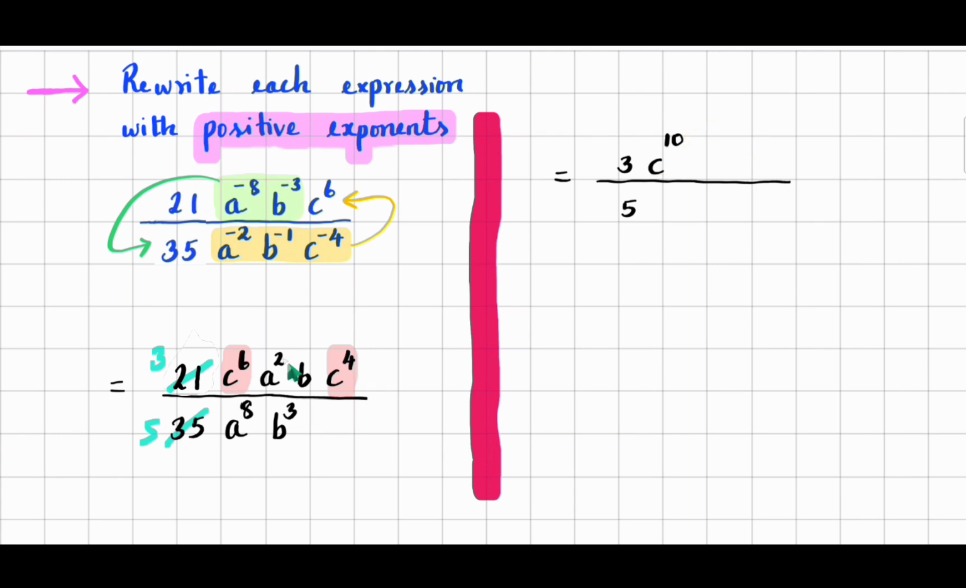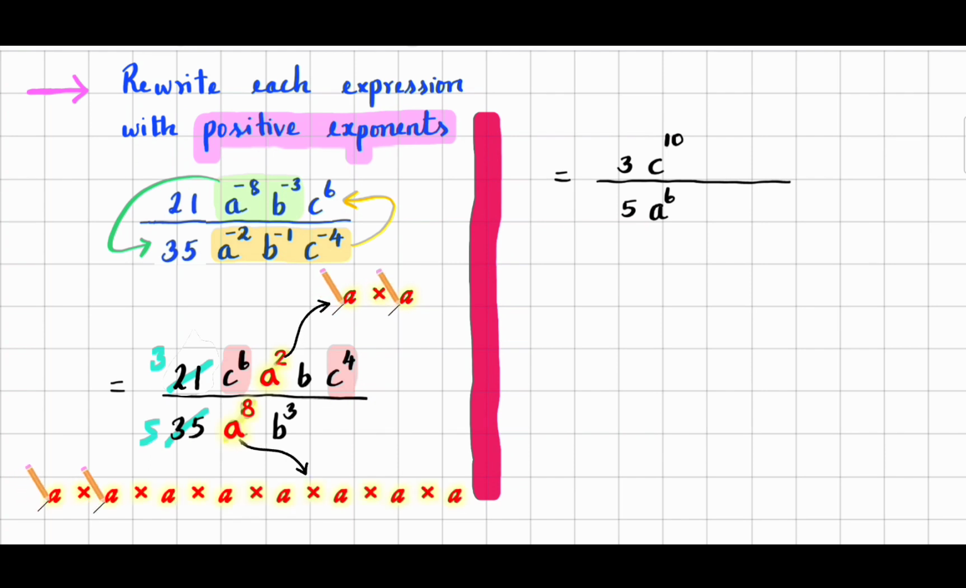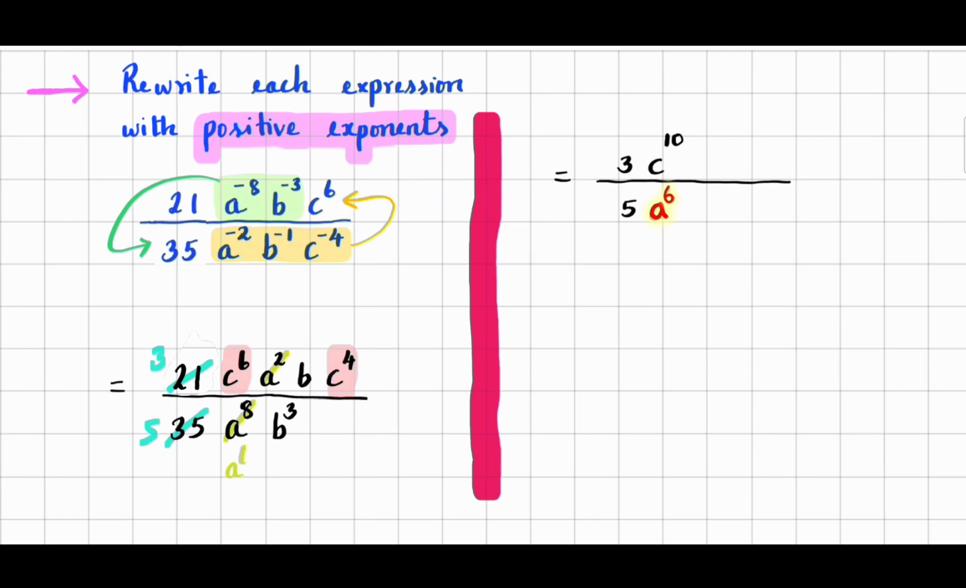Then we can cancel the numerator a square and the denominator a power 8. We have a power 6 in the denominator. Since we know that a square is nothing but 2 a's multiplied together, while a power 8 is 8 a's multiplied together. So by cancelling 2 a's both in the numerator and the denominator, we have 6 a's in the denominator, which is just a power 6. Likewise, if we cancel the numerator b or b power 1 and the denominator b cube, we get b square in the denominator.